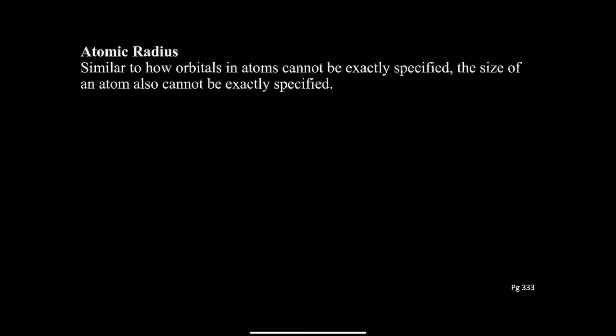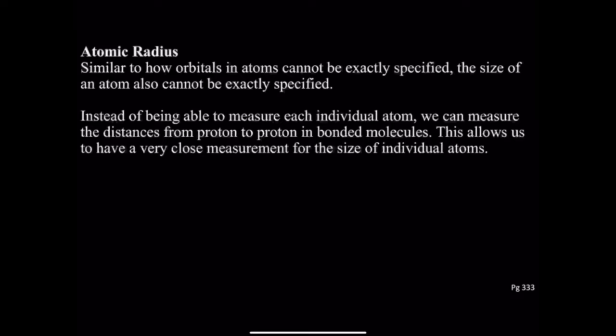All right, the atomic radius. So now, similar to how orbitals and atoms cannot be exactly specified, it's kind of a flurry. The size of an atom also can't be exactly specified. Remember that most of an atom is empty space, right? The nucleus relative to the size of the atom is very minimal. The electron is that mouse turd flying around a stadium, right? We've talked about that before as well. So we can't exactly specify the space an atom takes up or the size that the atom is.